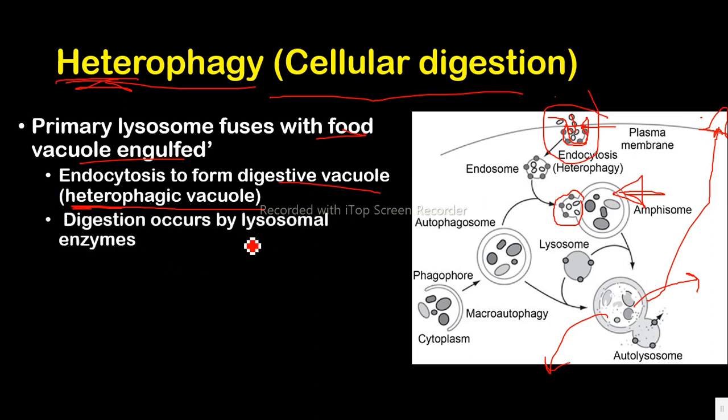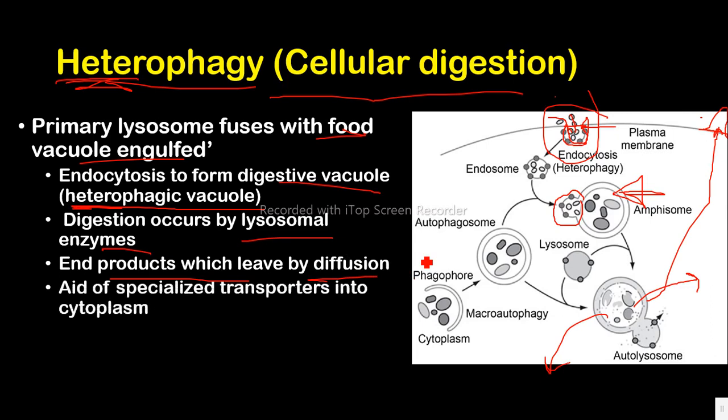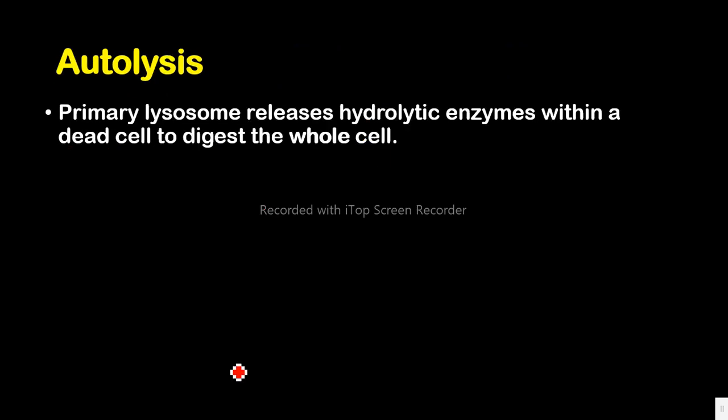Then digestion occurs by the lysosomal enzymes, those lytic enzymes, and the products leave by diffusion and are absorbed into the cytoplasm with the aid of specialized transporters, the proteins within this membrane, as we have studied in cell biology. And those which are not soluble and digested are released outside the body by exocytosis.